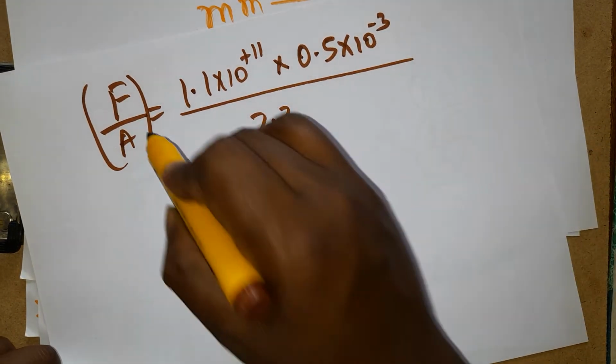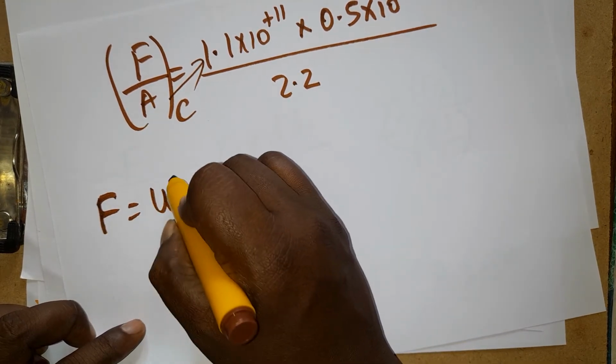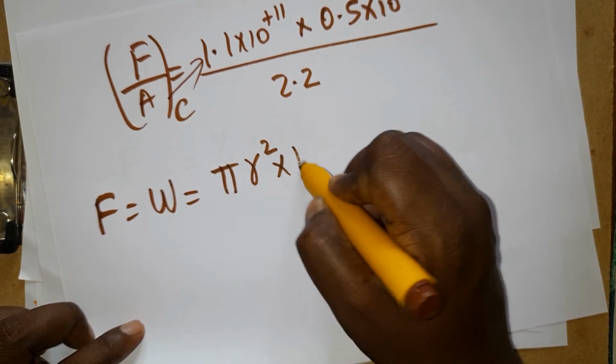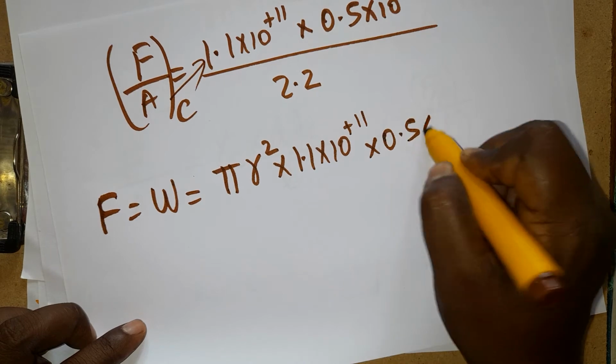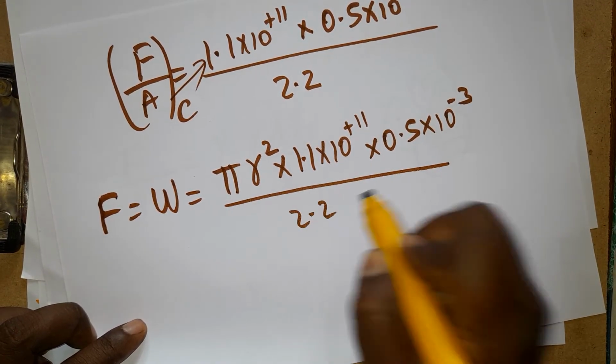meter. Okay, next one, area I am bringing this side. Force will be there. Force is also called here weight. Okay, area is called pi r square, into 1.1 into 10 power plus 11 into 0.5 into 10 power minus 3 divided by 2.2.